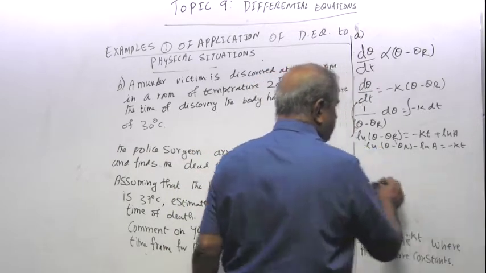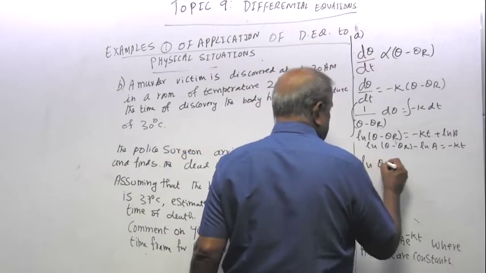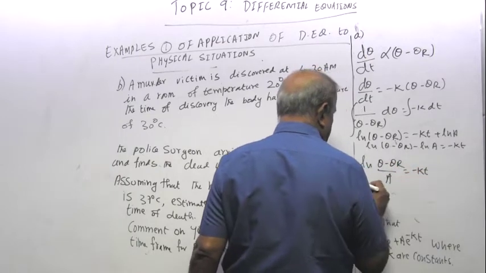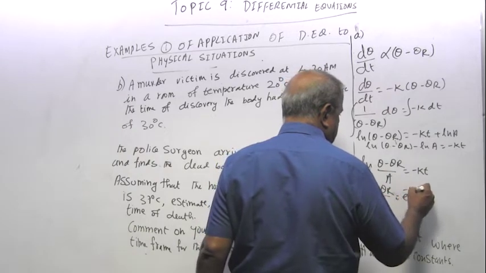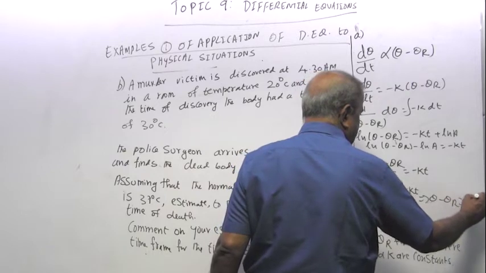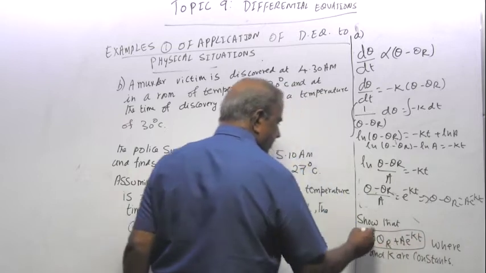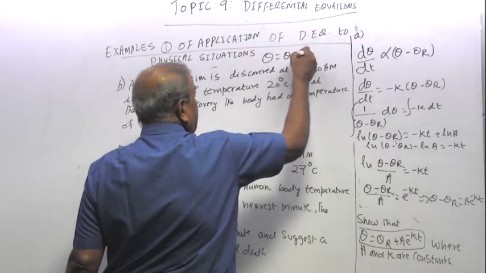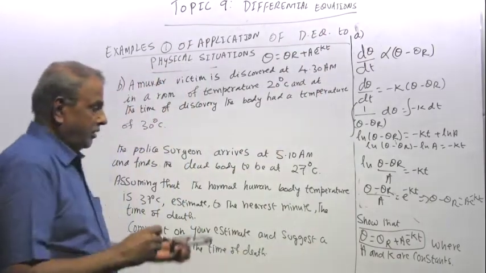So therefore, ln of theta minus theta r over a is minus kt. So theta minus theta r over a is e power minus kt. Theta minus theta r is a e power minus kt. That gives you this particular answer. So theta equals theta r plus a e power minus kt. You're asked to show that.